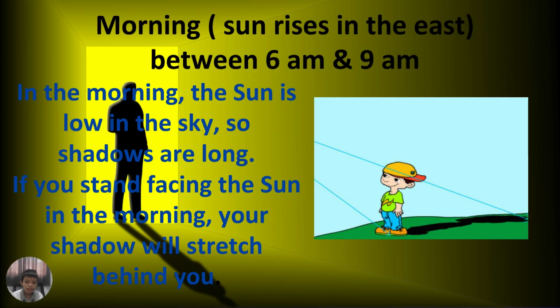Morning. The sun rises in the east between 6 a.m. and 9 a.m. In the morning, the sun is low in the sky, so shadows are long. If you stand facing the sun in the morning, your shadow will stretch behind you. For example, if you stand outside early in the morning, your shadow will be long and stretch far behind you because the sun is still low in the sky.